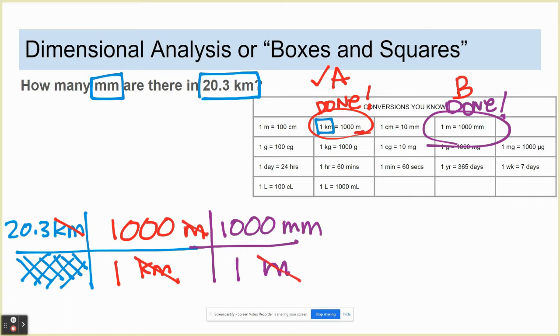All right. Guys, I'll give you a hint. If they don't cancel out, you did something wrong. You got it? All right. There should only be one unit left, and it's always going to be the top last box. Okay. All right. So let's do our math work.